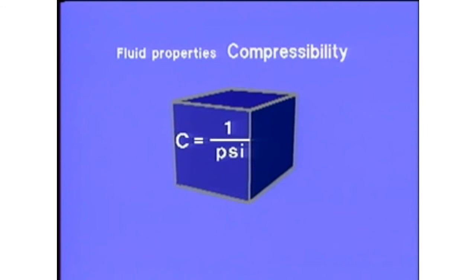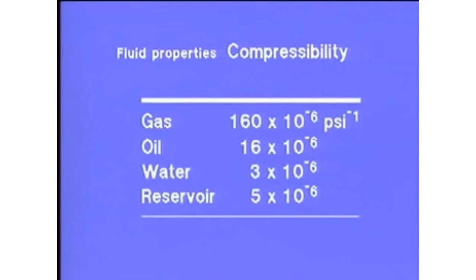Compressibility can be a very important reservoir drive mechanism because the expansion of fluids as a reservoir pressure drops contributes significantly to production. We see here an example of some average compressibility values. Note that gas is much more compressible than reservoir liquids, and thus will expand more as pressure is reduced.